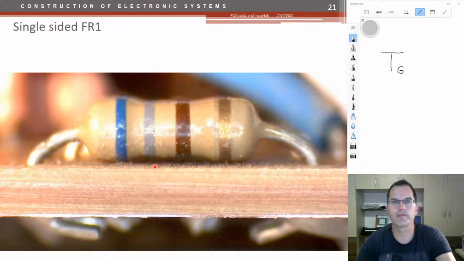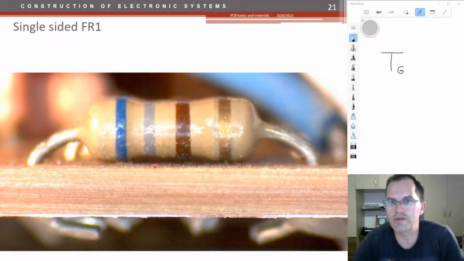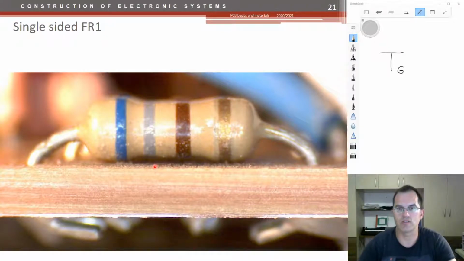Continuing here, a single-sided FR1 from the side would look like that. If you cut it, you can see this is a through-hole component, and then you see here the paper layers and the copper on the bottom here.